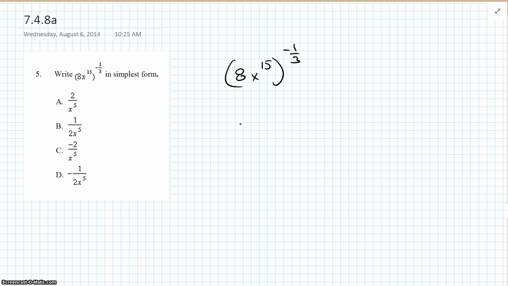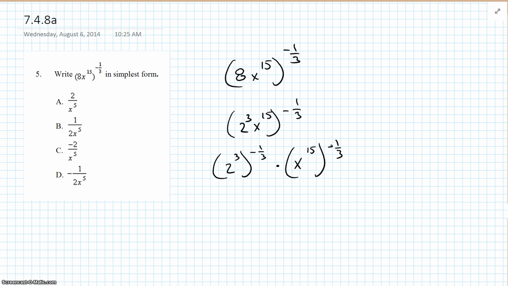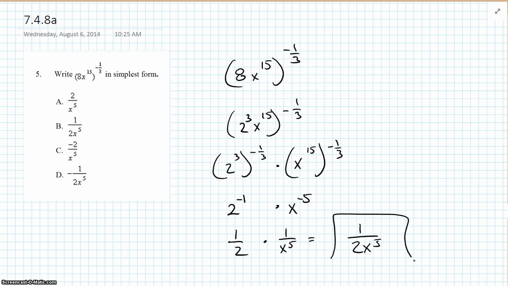Well, 8 we know is 2 cubed, so it's 2 cubed x to the 15th, all to the negative 1/3 power. So that's going to be 2 cubed to the negative 1/3 power times x to the 15th to the negative 1/3 power. So that's going to be 2 to the negative 1 power times x to the negative 5 power. So that's really 1 over 2 times 1 over x to the 5th. So that'd just be 1 over 2x to the 5th. So the answer is B.